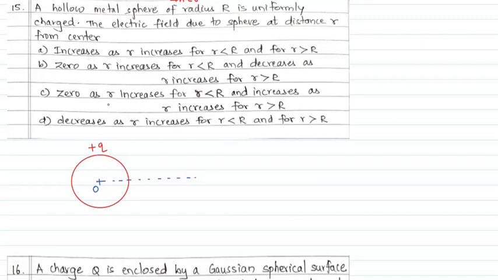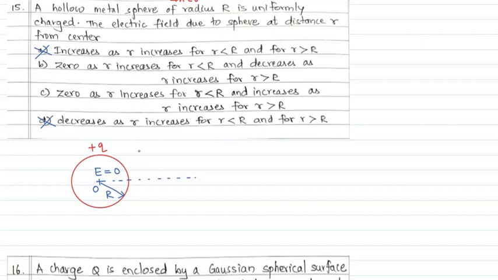We all know that the electric field inside a charged conductor is 0. So E is equal to 0 till r becomes equal to R. Up to the radius E is 0. So option A is not the answer. Option D is not the answer. So E is 0 as r increases for r less than R.